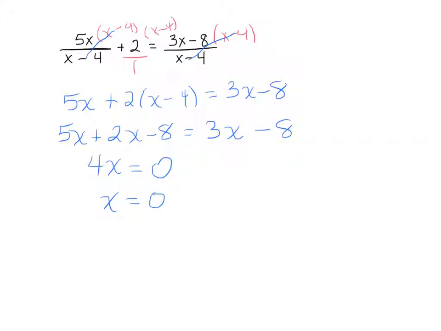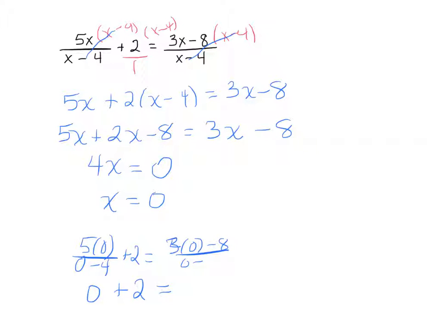This one's easy to check because it's 5 times 0 over 0 minus 4, which is just 0, plus 2. What is 0 plus 2? That's the second term. Right. Is just a 2. Equals, 3 times 0 minus 8 over 0 minus 4. So negative 8 over negative 4, which gives me 2. 2 equals 2. So that looks good. That's the answer.